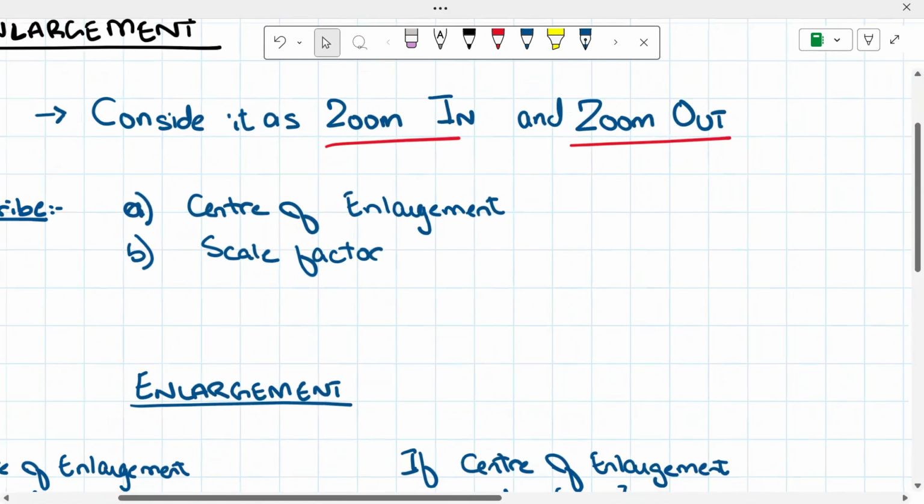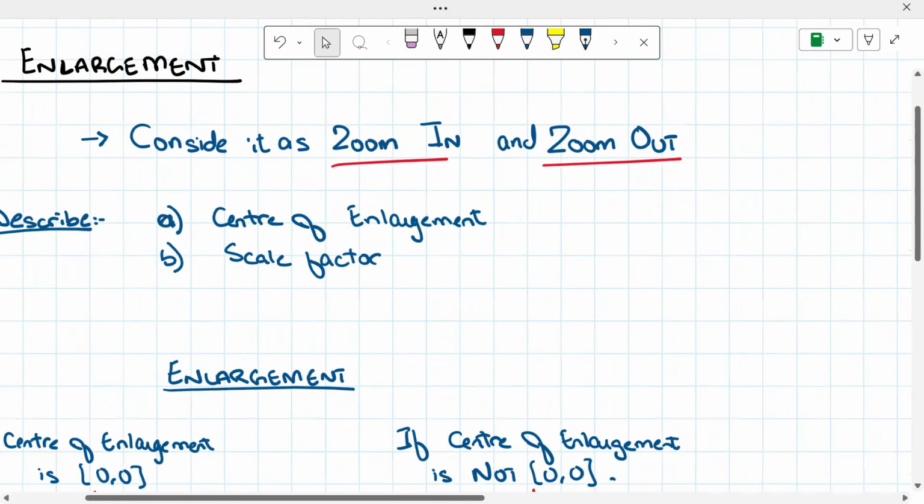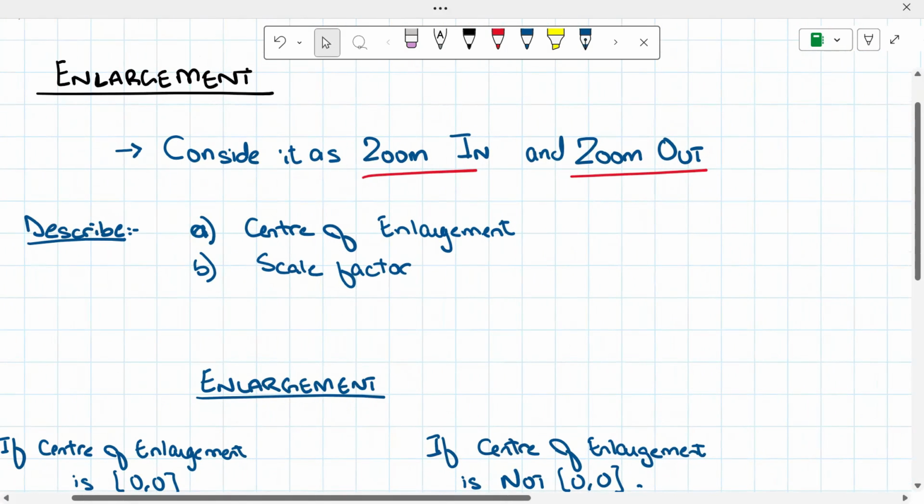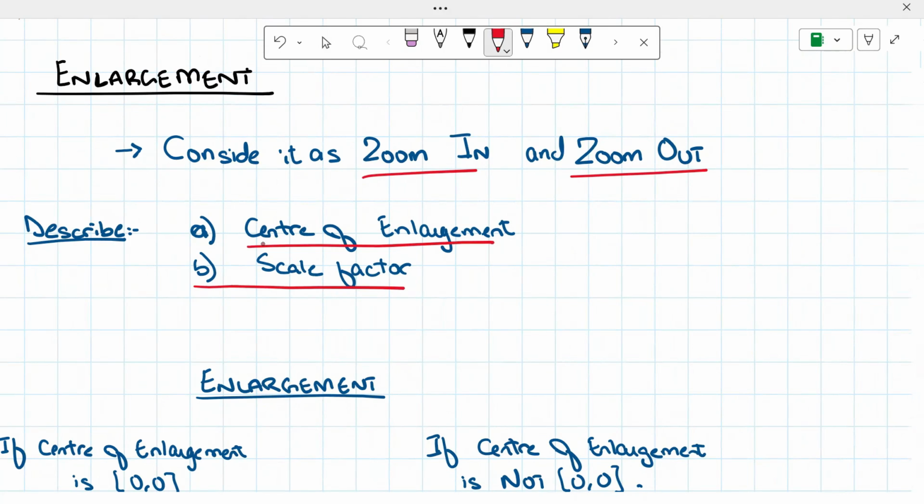So this is basically the concept of enlargement: we zoom in and zoom out. If we see an image that is twice the size or thrice the size of the object, we say it is enlarged. Whenever we are describing enlargement, we always mention two basic things: the center of enlargement, and the scale factor. We have already done the center with rotation, so we know what the center is. In this video, I'm going to teach you how to identify the center of enlargement.